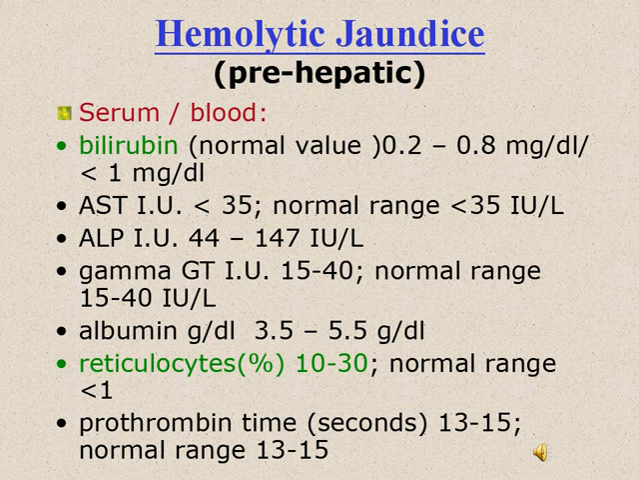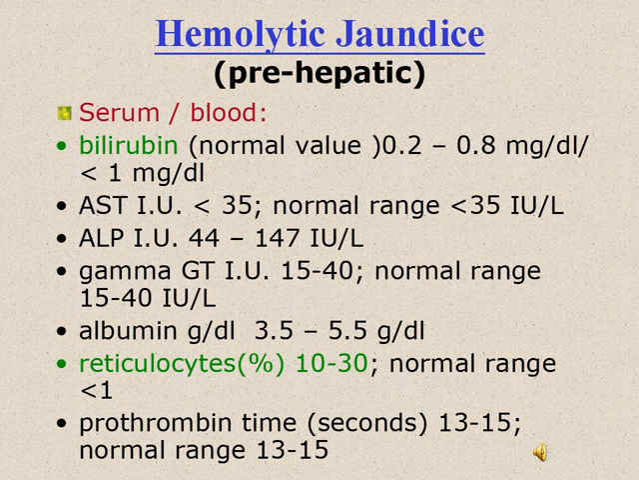The clinical diagnosis criteria for hemolytic jaundice. The normal serum bilirubin level is 0.2 to 0.8 mg per deciliter, with some specifications less than 1 mg per deciliter. The aspartate transaminase normal range is less than 35 international units per liter. Alkaline phosphatase, the normal level is 44 to 147 international units per liter. And the gamma glutamyl transferase, GGT, the normal range is 15 to 40 IU per liter.